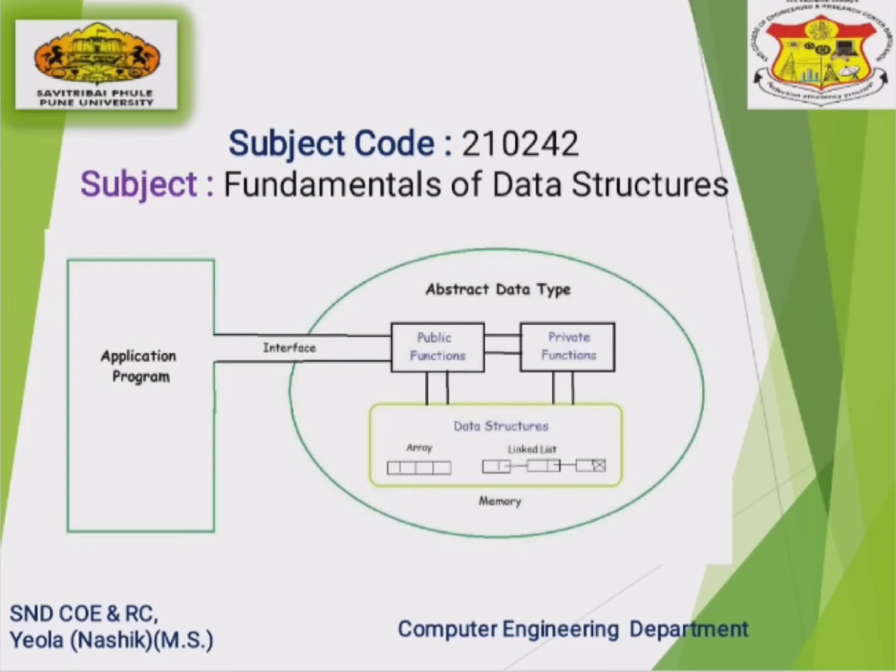This is a diagram of ADT, that means the abstract data type. Memory indicates the data structure. The data structure includes array and linked list. Array and linked list access public functions and private functions. The application program interfaces with those functions, public and private. Those functions are abstract data types.